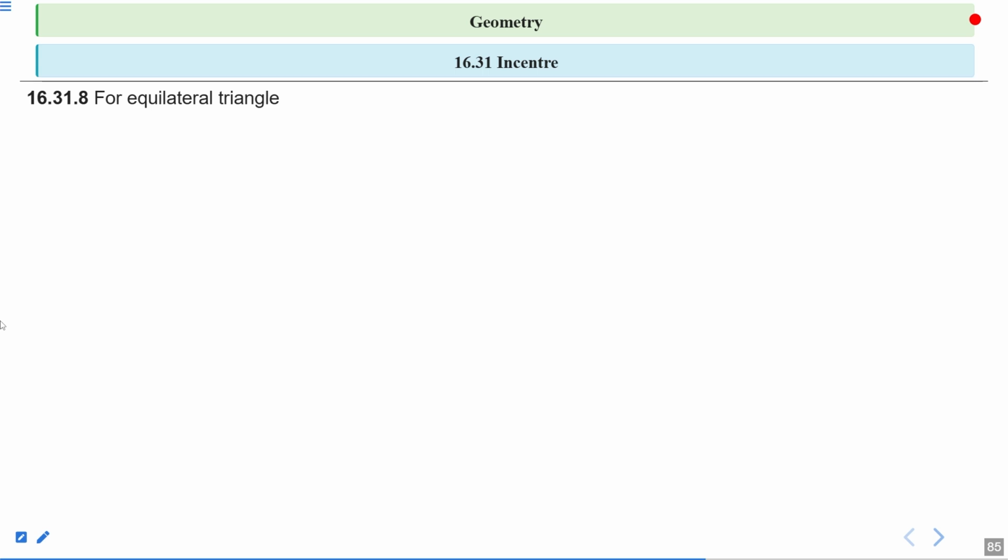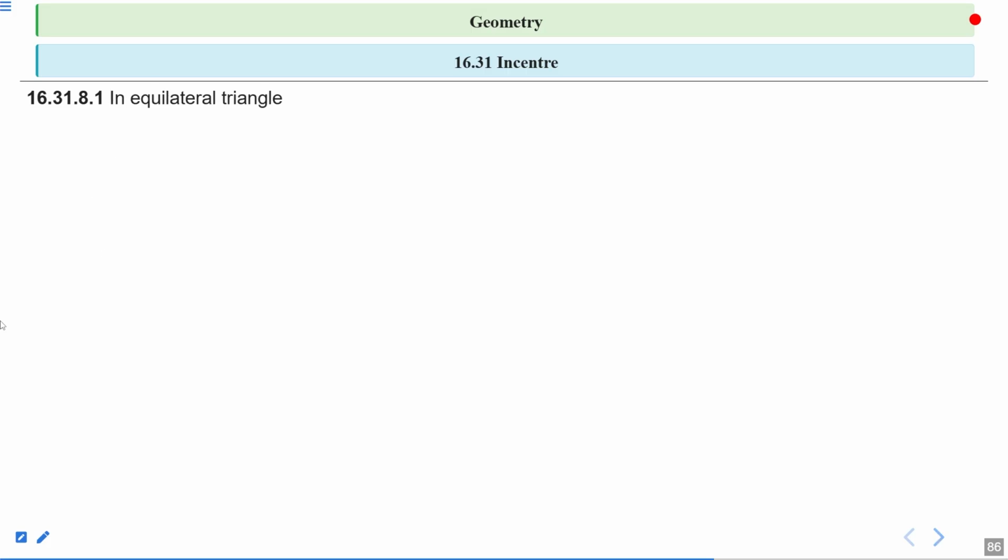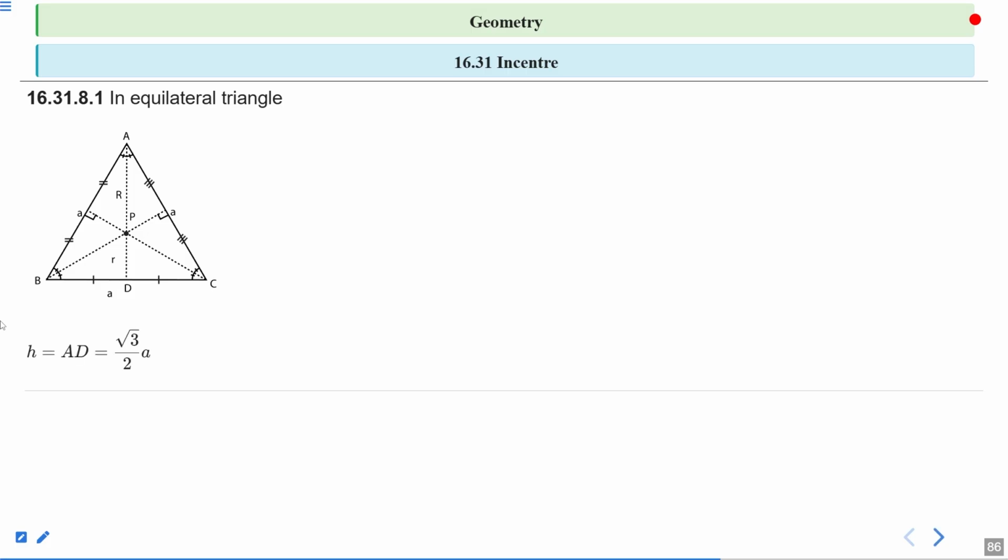For an equilateral triangle, the incenter is formed like this. We draw the angle bisectors, and at point P all three angle bisectors meet, and this point is called the incenter. In an equilateral triangle, this is the diagram. Height, or we can say altitude AD, equals root 3 by 2 a, or we can say that side.